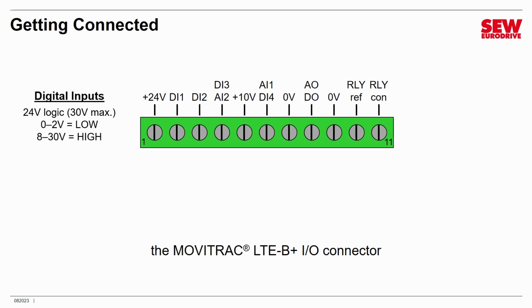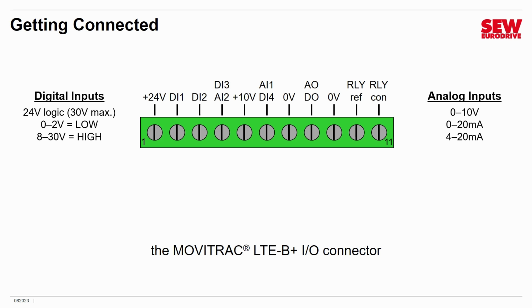Let me mention right here, the digital inputs follow what's called 24-volt logic. That means they consider something close to ground a low and something near 24 volts a high. The maximum voltage you should apply to one of these is 30 volts, and you can also see the logic window. Between 0 and 2 volts is treated as a low, and between 8 and 30 volts is a high. Anything between 2 volts and 8 volts is considered undefined, and you should stay out of that range.